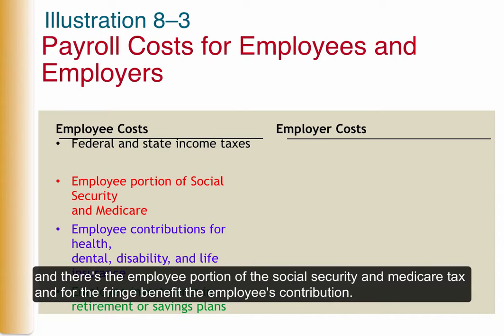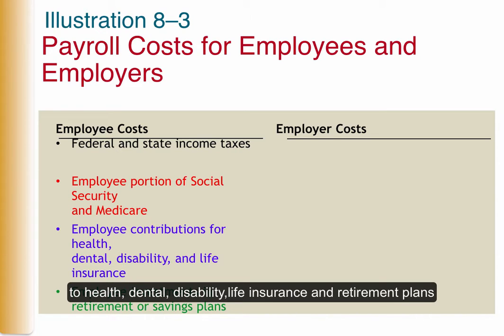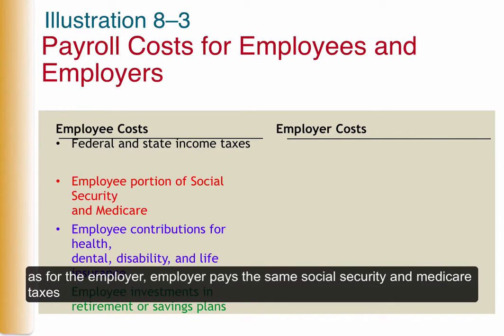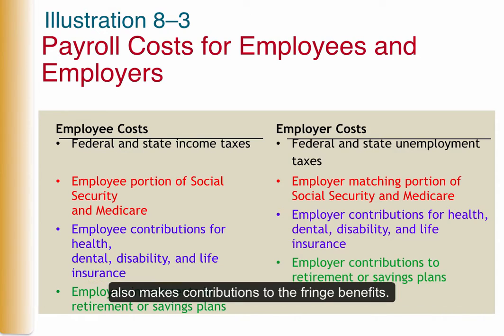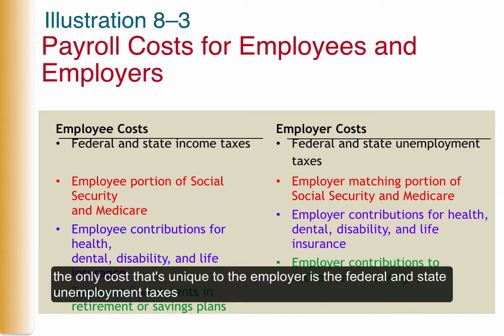And there's the employee's portion of the Social Security and Medicare tax, and for the fringe benefits, employees' contributions to health, dental, disability, life insurance, and retirement plans. As for the employer, it pays the same Social Security and Medicare taxes and also makes contributions to the fringe benefits. The only cost that's unique to the employer is the federal and state unemployment taxes.